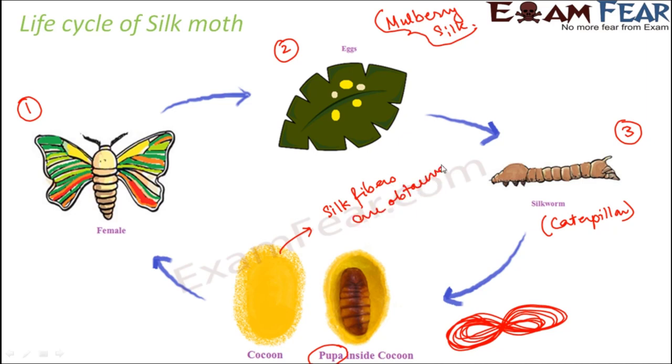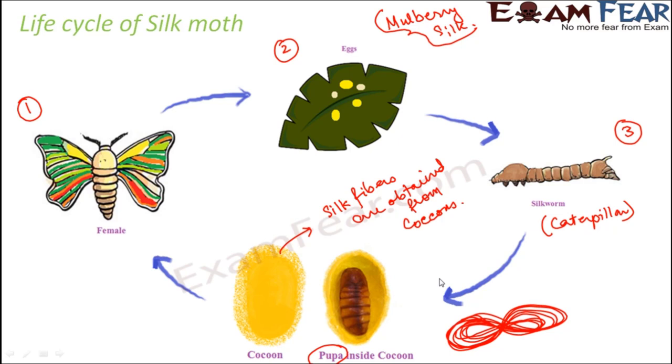The silk fibers are obtained from the cocoon, because the cocoon is nothing but it is made up of silk fibers. It is made up of that protein which is secreted by the silkworm, and that protein, being exposed to air, becomes a hard structure which is called the silk fiber. Now different silk moths secrete different types of fibers. Right now I was giving the example of the mulberry silkworm. This type of silkworm secretes a specific type of protein, and the type of protein secreted by the silkworm decides the type of silk that will be obtained from this particular silk moth.